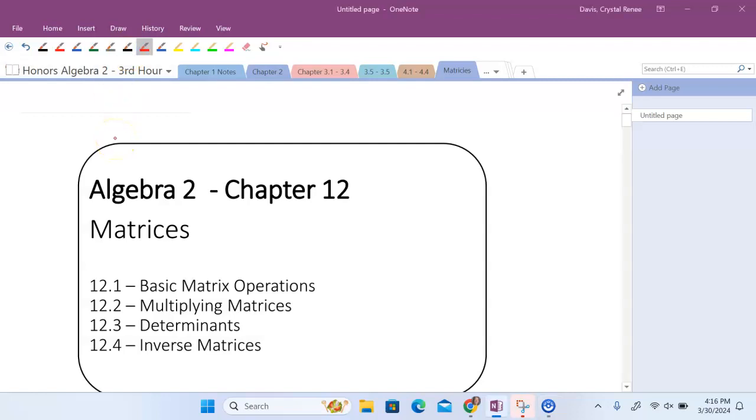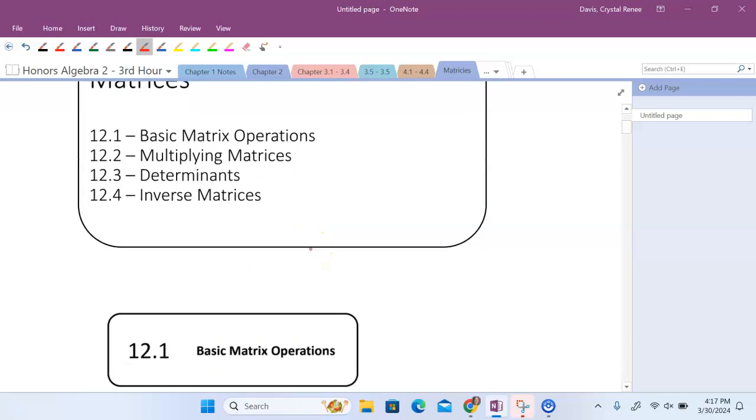Alright guys, so this is the video for chapter 12, which is matrices. In this chapter, we're not going to go into a lot of depth. We're just going to get the generalized and the basic stuff. But do know that when you get into college, there's an entire semester class called linear algebra that solves every kind of math problem you can imagine with just matrices. So this is just one more way to solve problems and figure stuff out.